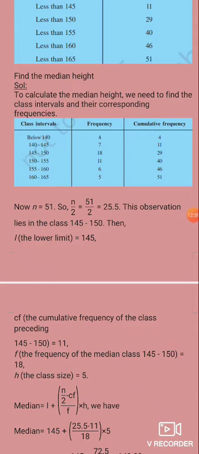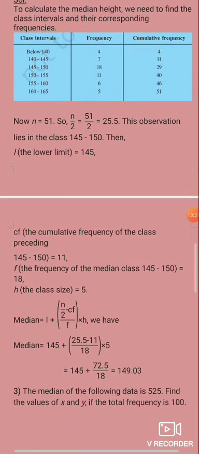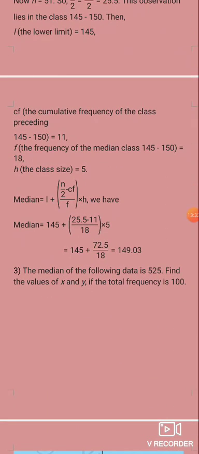So median = L plus n by 2 minus Cf, divided by f, into h. L is 145, n by 2 is 25.5, Cf is 11, f is the frequency, 18, and h is 5. So 145 plus (25.5 minus 11), multiplied by 5 divided by 18. So at last what we get? 149.03. Clear?